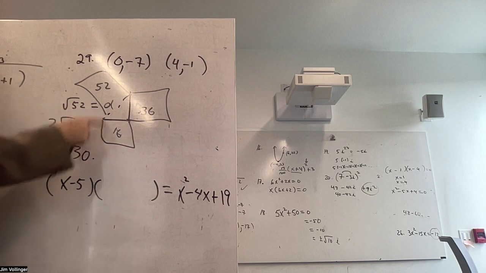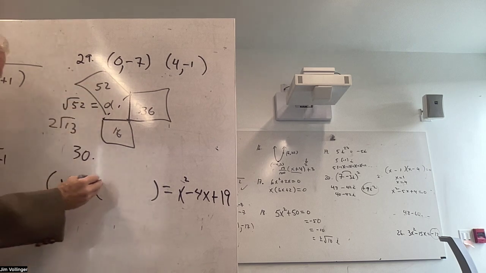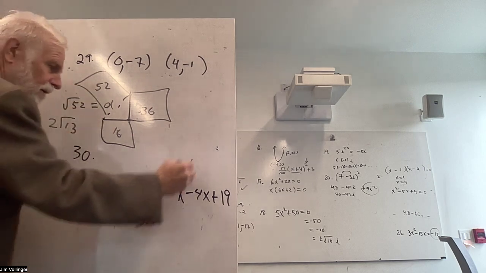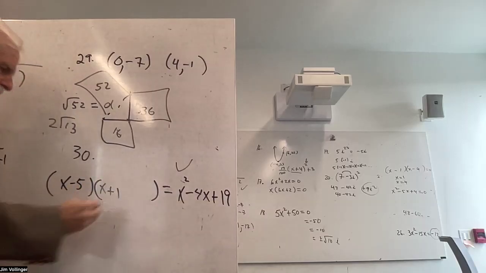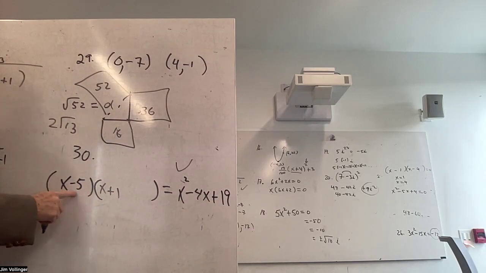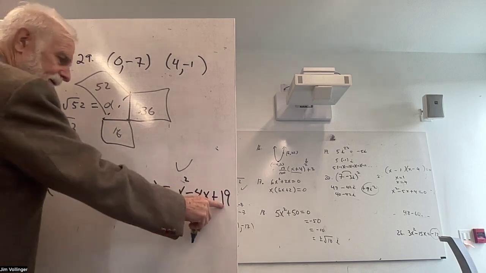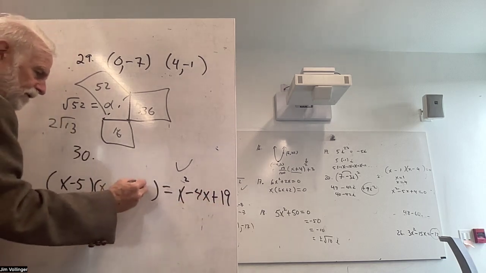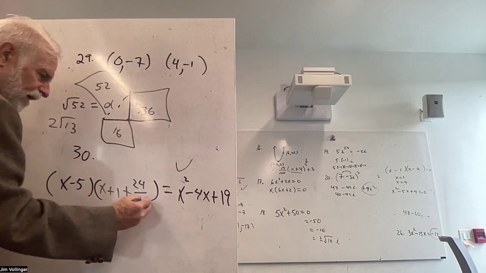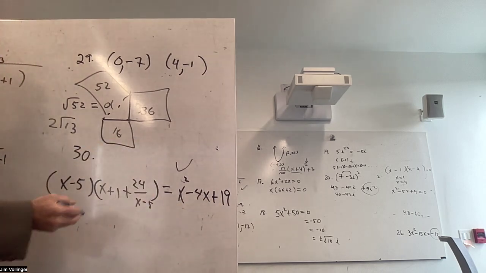This tells me you understand the concept. X minus 5, I gotta have an x to get x squared. To get minus 4, I better put a 1 there. There's my 1x, I'm now at -5. I gotta get to 19, so I think I gotta go up 24 over x minus 5. Let's see if I put a careless error in here.